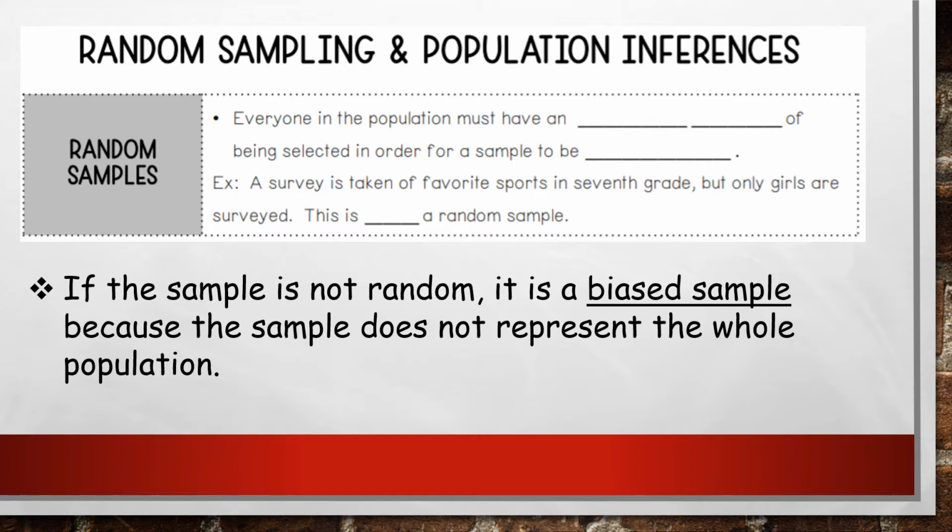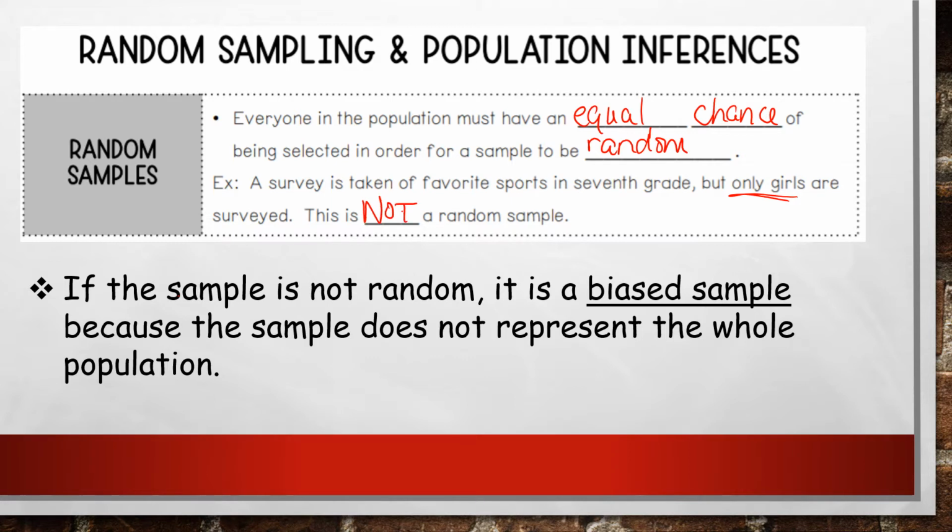Random samples. Everyone in the population must have an equal chance of being selected in order for the sample to be random. An example: a survey is taken of a favorite sport in the 7th grade, but only girls are surveyed. So only the girls are given a chance. This is not a random sample.